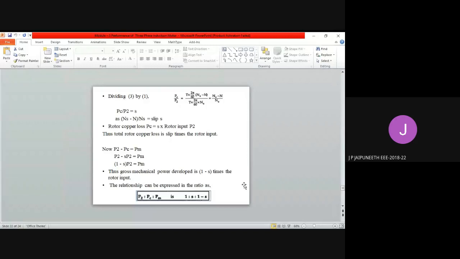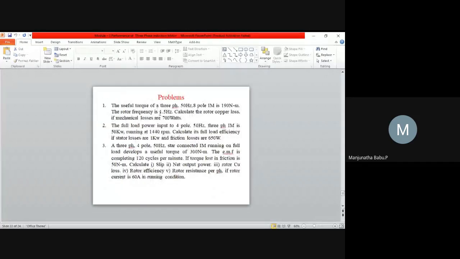Now find what is the slip. To find the slip, we know the rotor frequency is 1.5. The supply frequency is 50 Hertz. So rotor frequency F dash is equal to slip times the supply frequency.